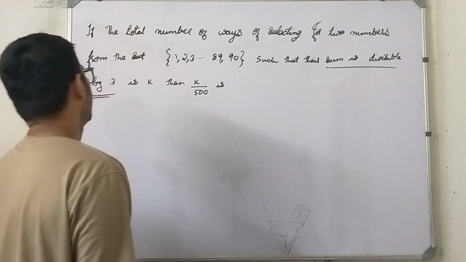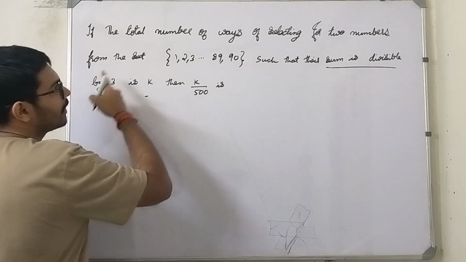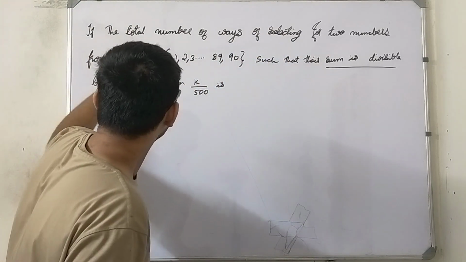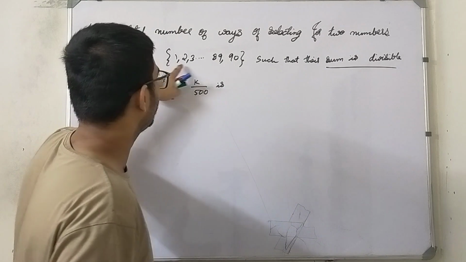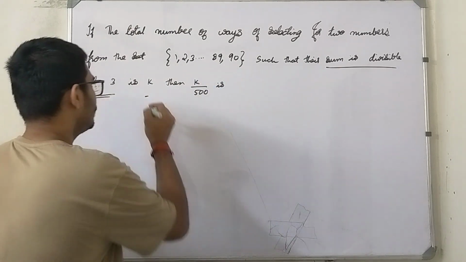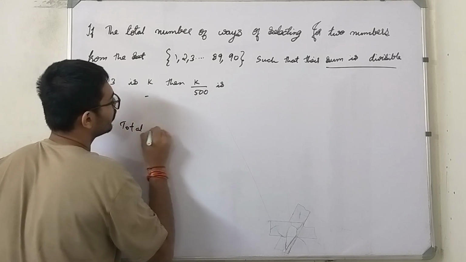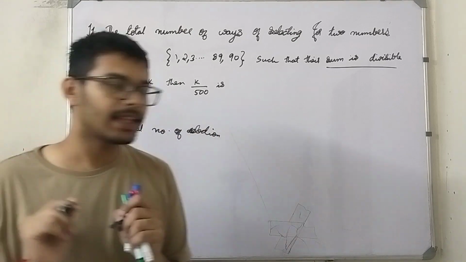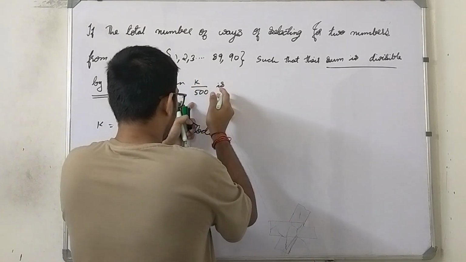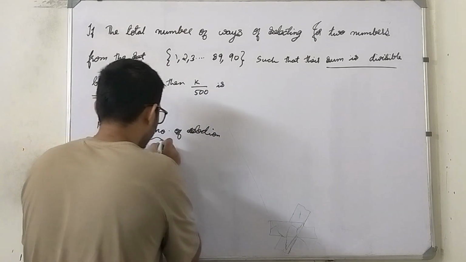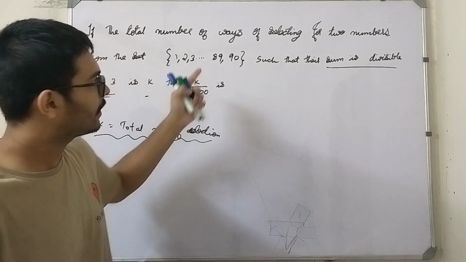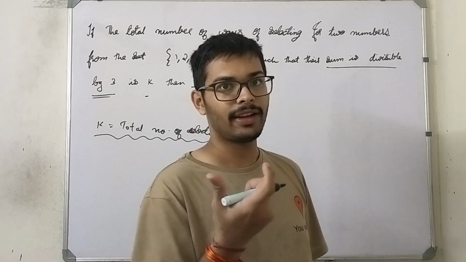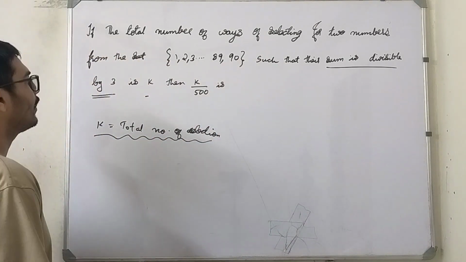That's the idea. If the total number of ways of selecting two numbers from this set such that their sum is divisible by 3 is k, which means k is the total number of selections, and we need to find the value of k divided by 500. So we need to find how many selections are possible such that when we select two numbers and add them, the sum is a multiple of 3, which means it shouldn't give a remainder when we divide by 3.